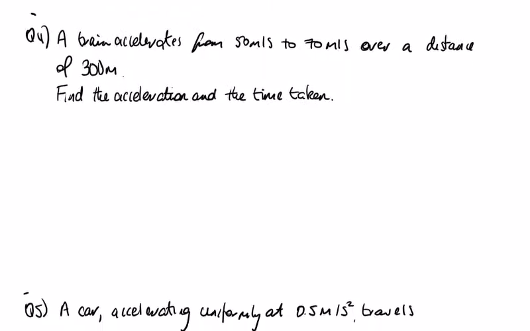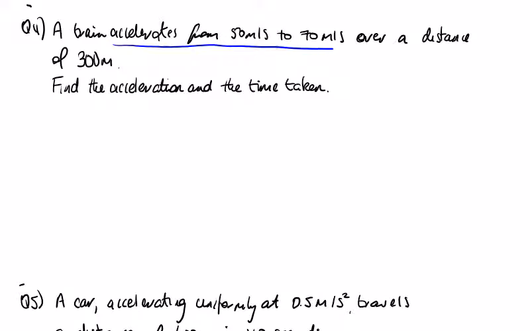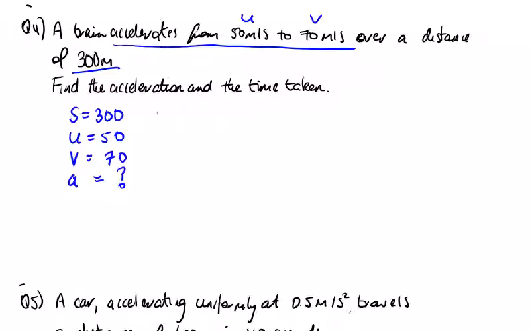On to question 4. A train accelerates from 50 to 70. So that means its speed was 50, then it became 70 over a distance of 300. So we have S is equal to 300, U is equal to 50, and V is equal to 70. And we're looking for A. V squared is equal to U squared plus 2AS.